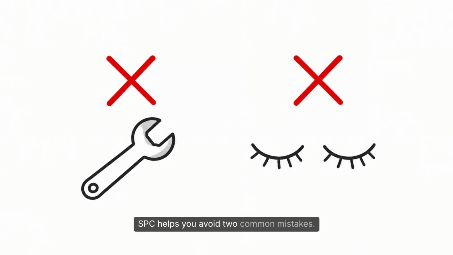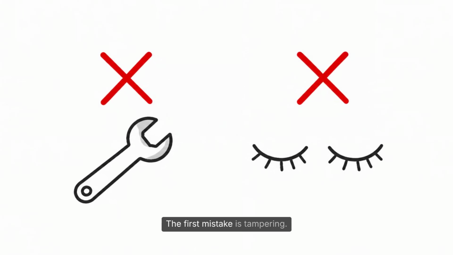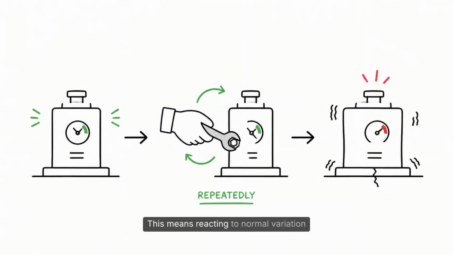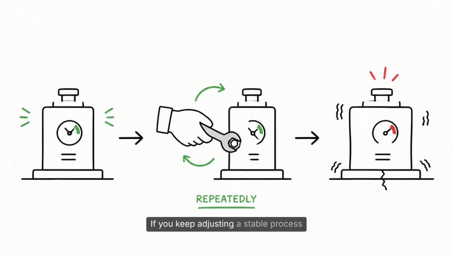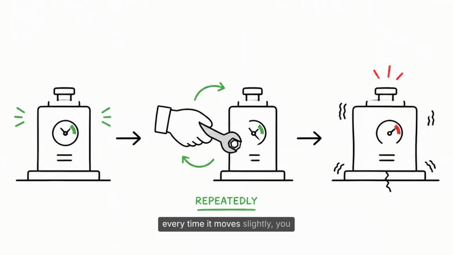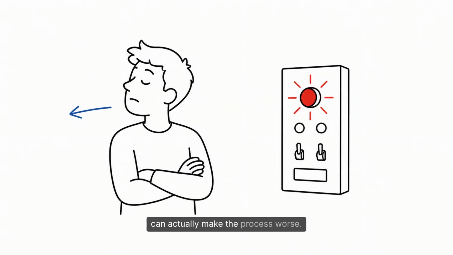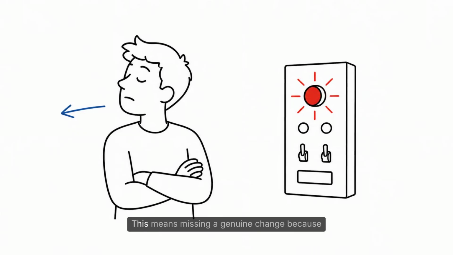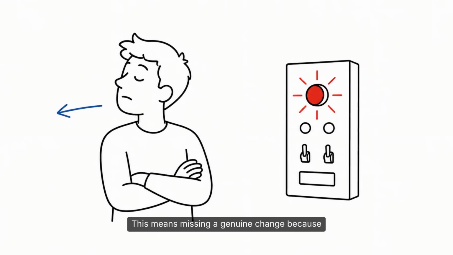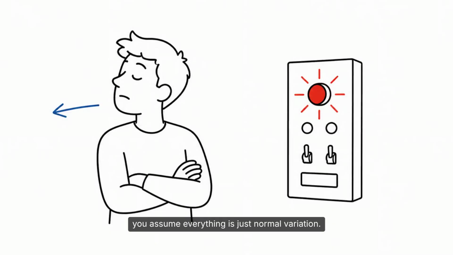SPC helps you avoid two common mistakes. The first mistake is tampering. This means reacting to normal variation as if it is a real problem. If you keep adjusting a stable process every time it moves slightly, you can actually make the process worse. The second mistake is ignoring signals. This means missing a genuine change because you assume everything is just normal variation.